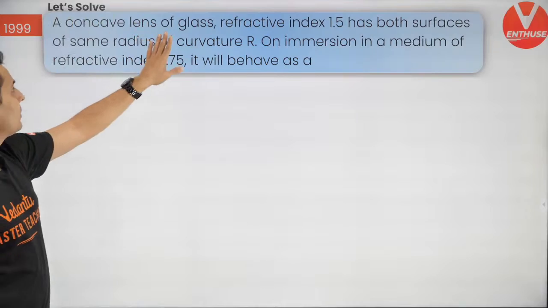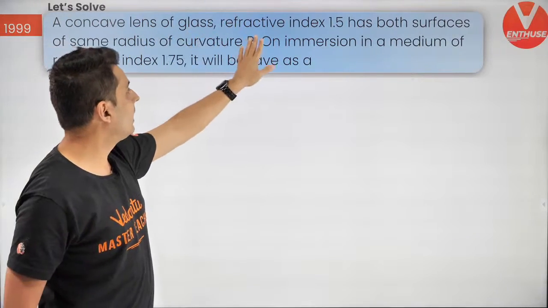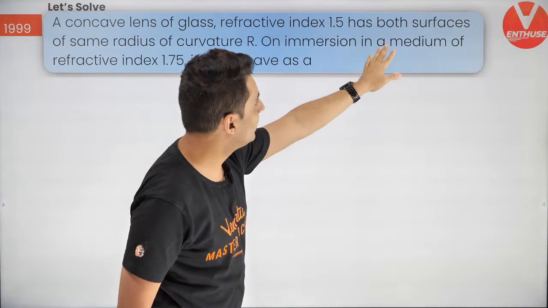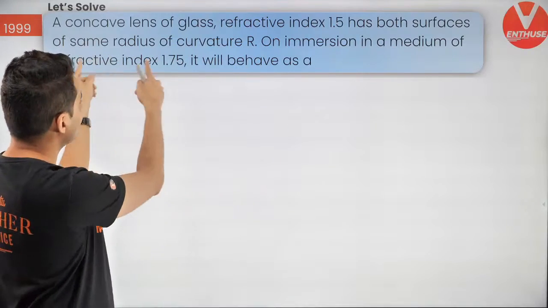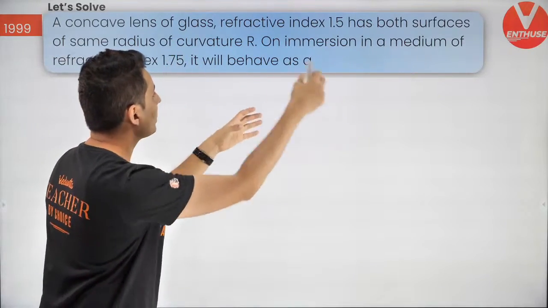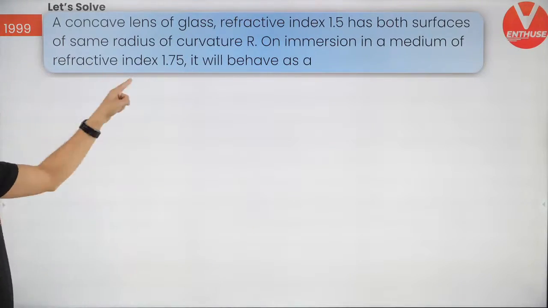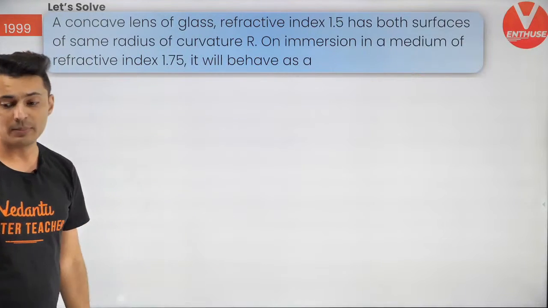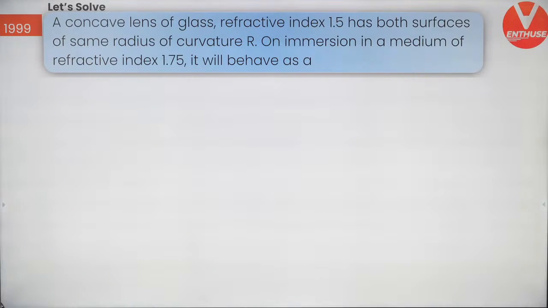So 1999 question, there is a concave lens of glass, refractive index is 1.5, both surfaces have the same radius r. When you immerse it in a medium of refractive index 1.75, it will behave as what? What will it behave as?